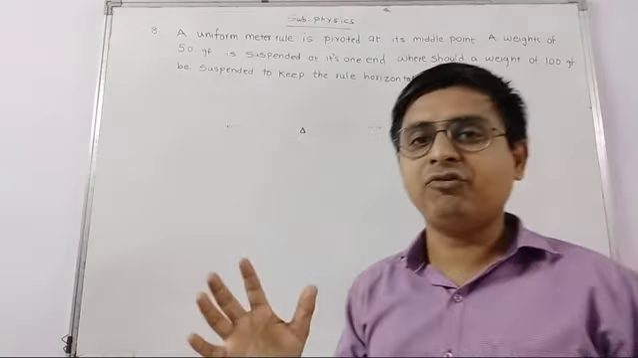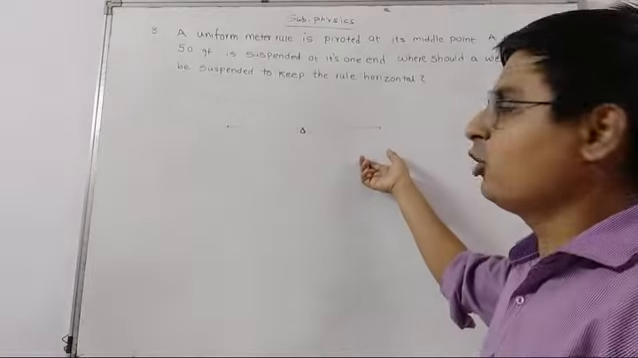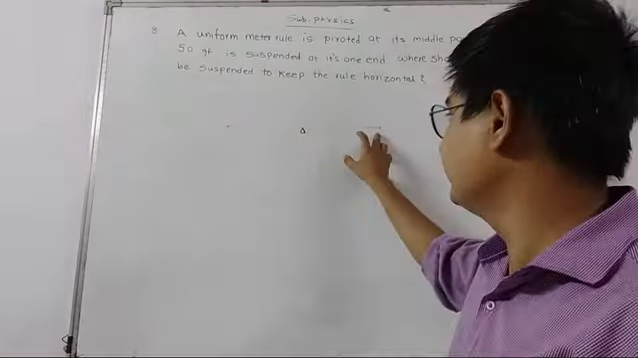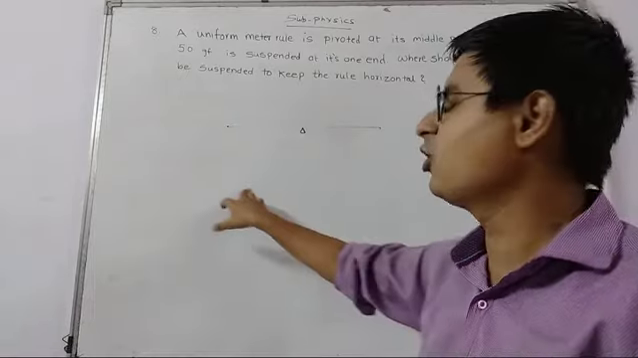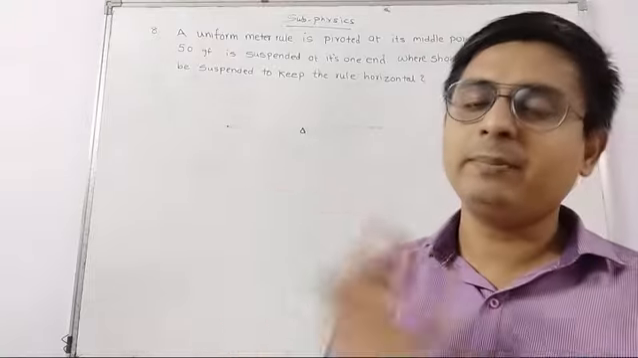Because half of the portion is towards the right side, which is producing anti-clockwise motion. Half of the portion of the meter rule is in the left part, it is producing clockwise movement. So anti-clockwise movement and clockwise movement are actually balanced.